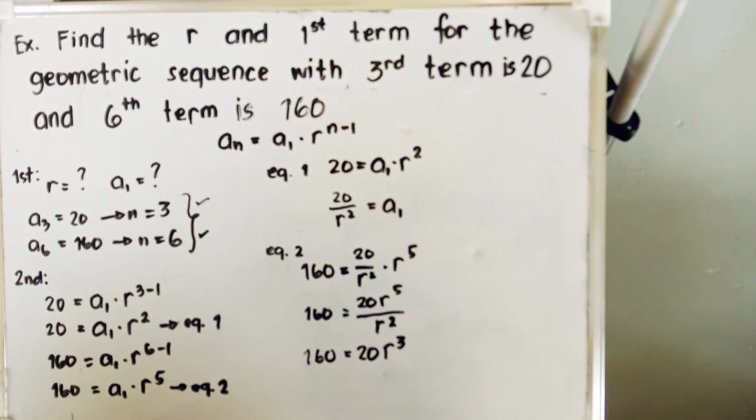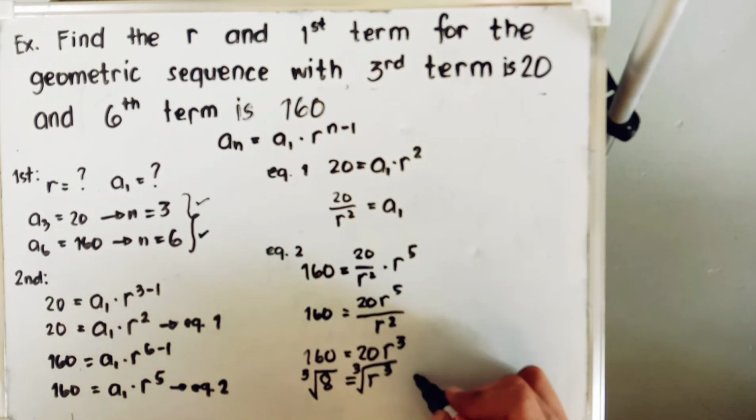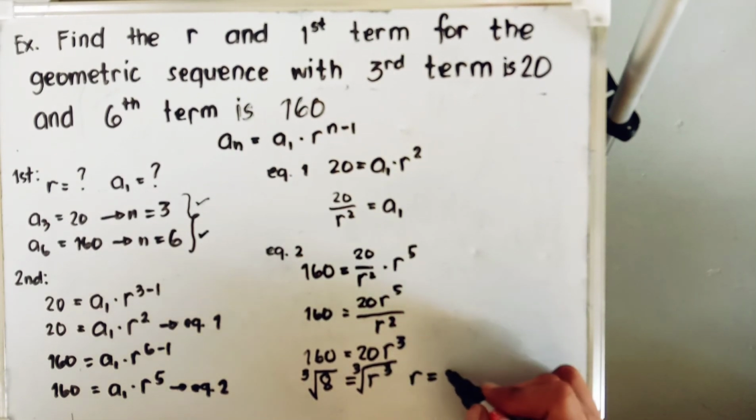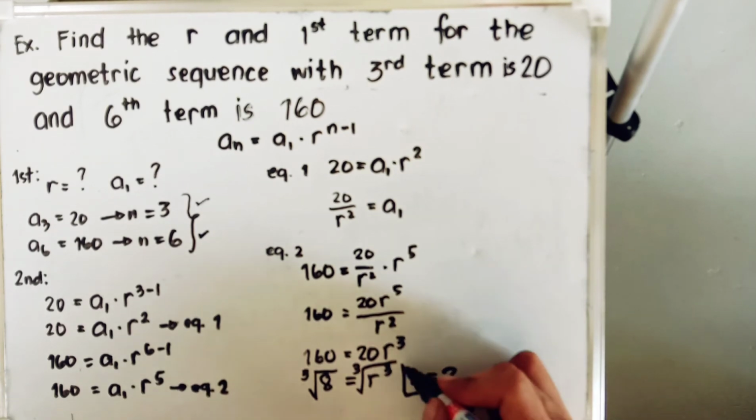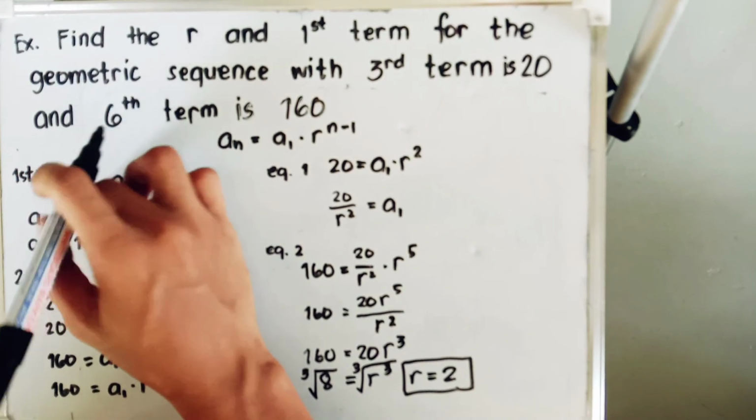Again, our goal is to isolate the common ratio. So we have to divide both sides by 20, and that becomes 8 is equal to r to the power of 3. And we are not done isolating your r because there's still a cube. That is why we have to extract the cube root of both sides. Therefore, r is equal to 2. Then your common ratio is equal to 2. So this will be 2 here.